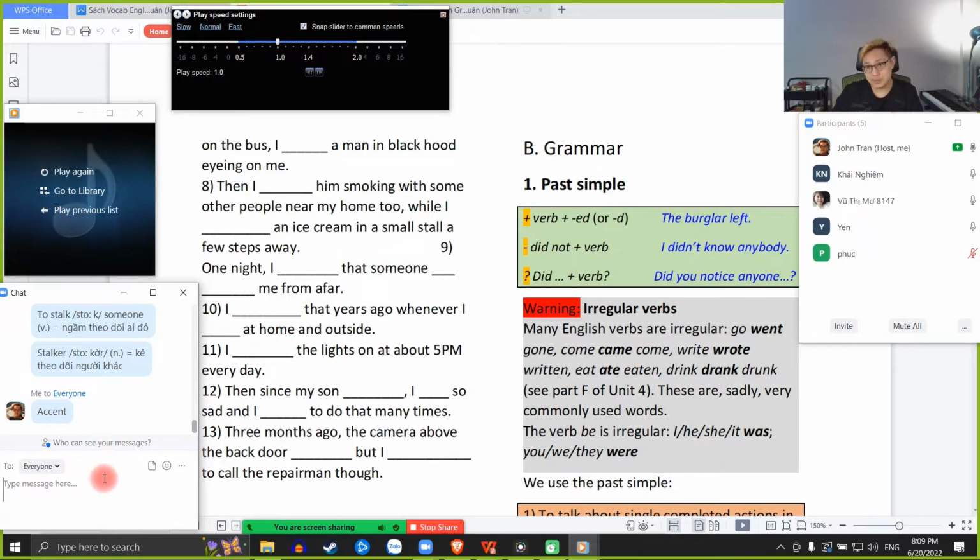So it is important to listen to all the different kinds of accents. Okay, rất là quan trọng để có thể nghe được tất cả các loại accent. So even though it's very difficult to listen to, you have to get used to it.